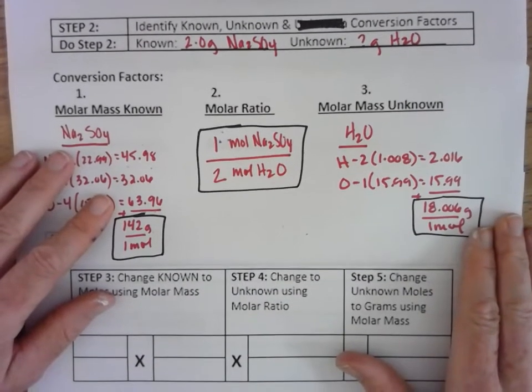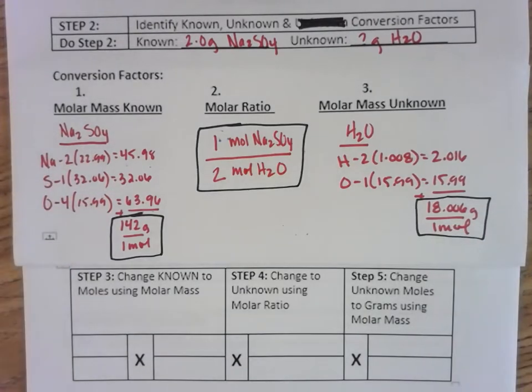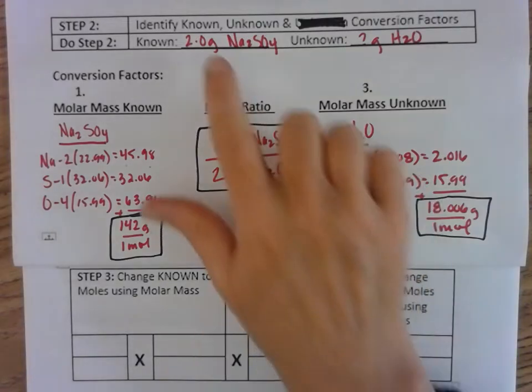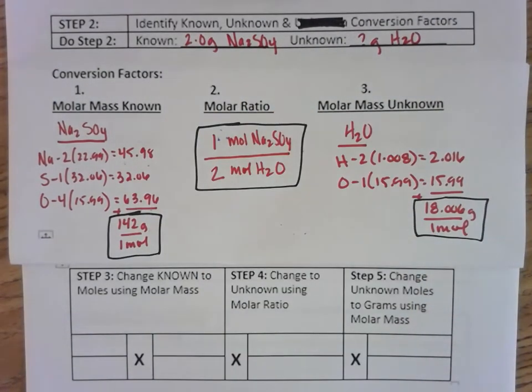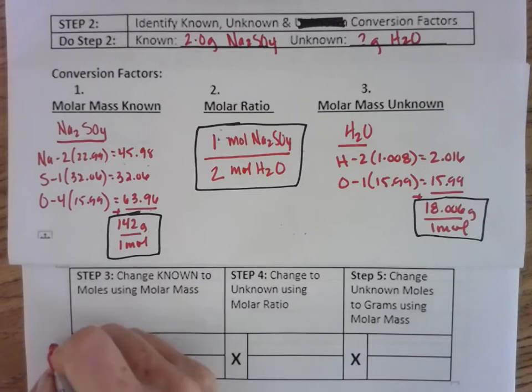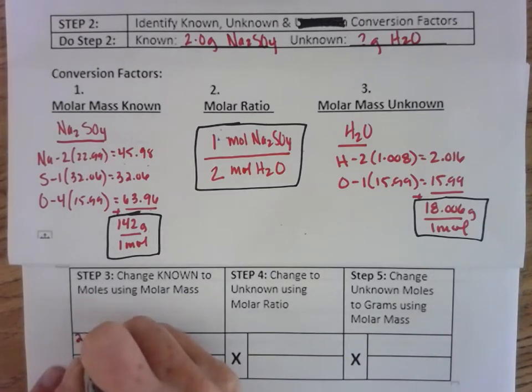Oh, you don't need the top. That's what we need. This is step number 3. I'm going to use all the top information to do the bottom. These are all fractions that are going to be multiplied. Right. So it says change known to moles using molar mass, and it's the known. So I need to start with what I'm given. 2 grams Na2SO4. I'm not sure it's going to fit. Do my best.